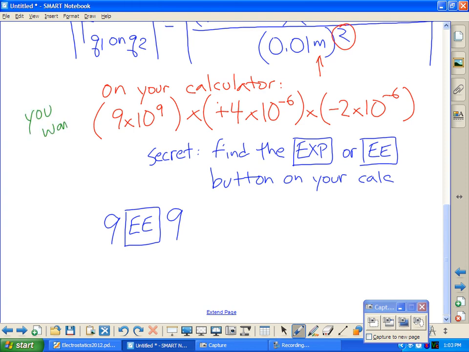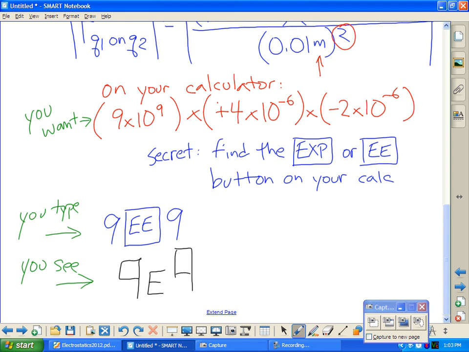You type this on your calculator. Usually you will see 9 E 9. It's like 9 billion. How do we do this multiplication? Then you type times 4 EE.